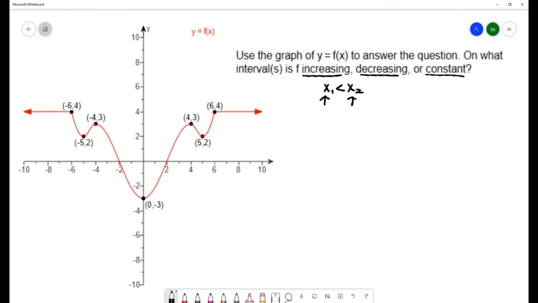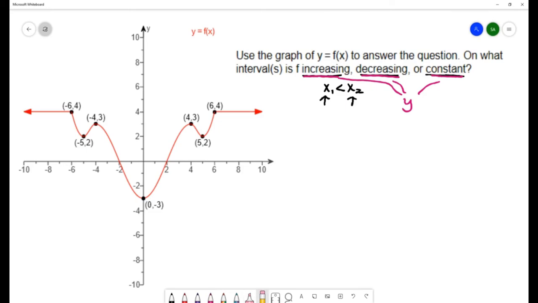And so on the x-axis, the smaller values lie on the left. So I'm going to start on the left. And as I trace over this graph, what I'm going to pay attention to is the y values. These words of increasing, decreasing, and constant are words that are describing the y.